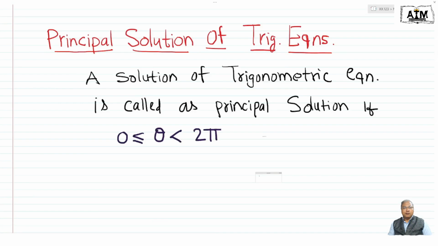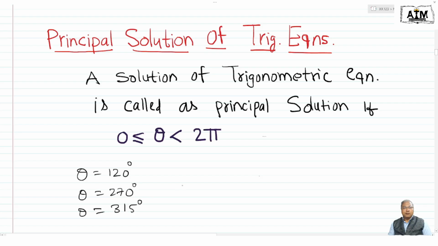Let us define the principal solution of a trigonometric equation. The solution of a trigonometric equation is called a principal solution if theta is greater than or equal to 0 and less than 2 pi. Suppose your answer is 120 degrees, then it is a principal solution. If your answer is 270 degrees, then it is a principal solution. If theta equals 315 degrees, then also it is a principal solution. But if theta is 500 degrees, then it is not a principal solution.